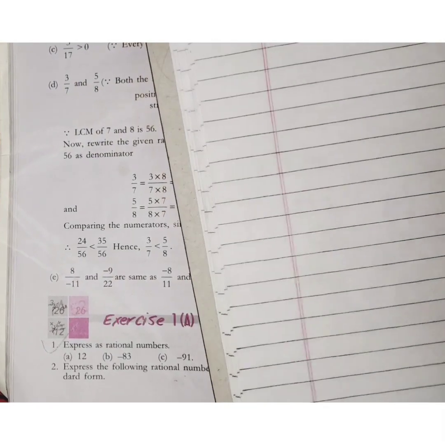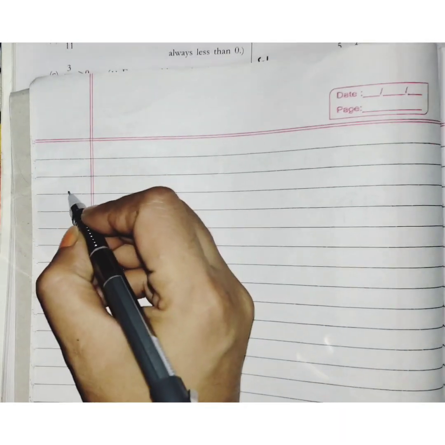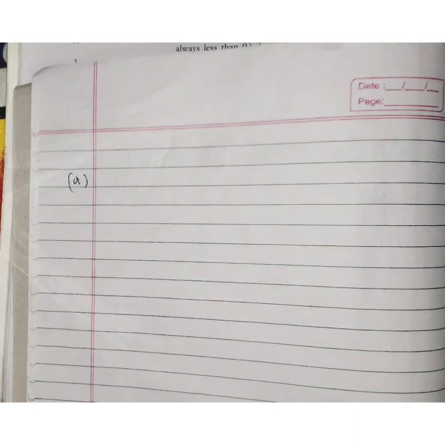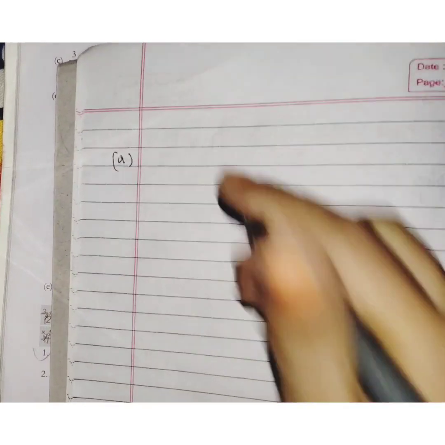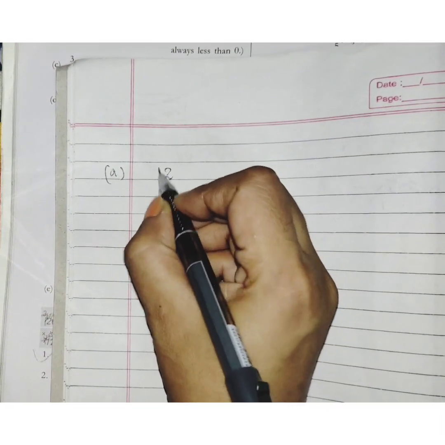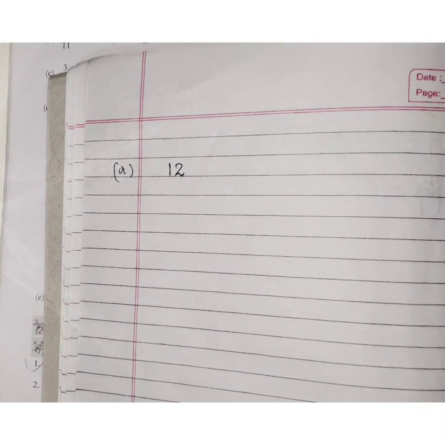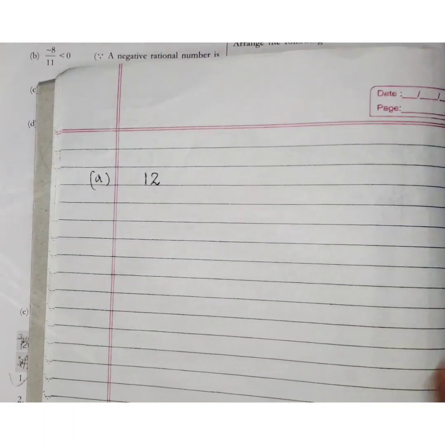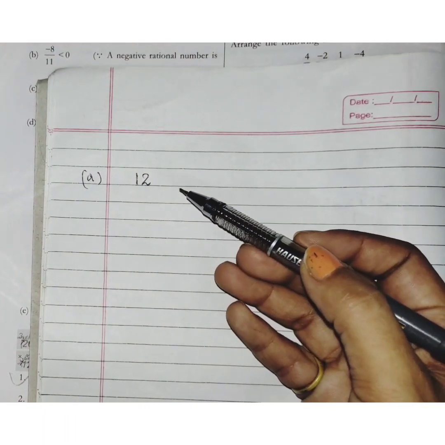Now the first number, which is your first part, question is 12. Now we all know 12 is your natural number, or you can say whole number. So how we can convert this into a rational number?